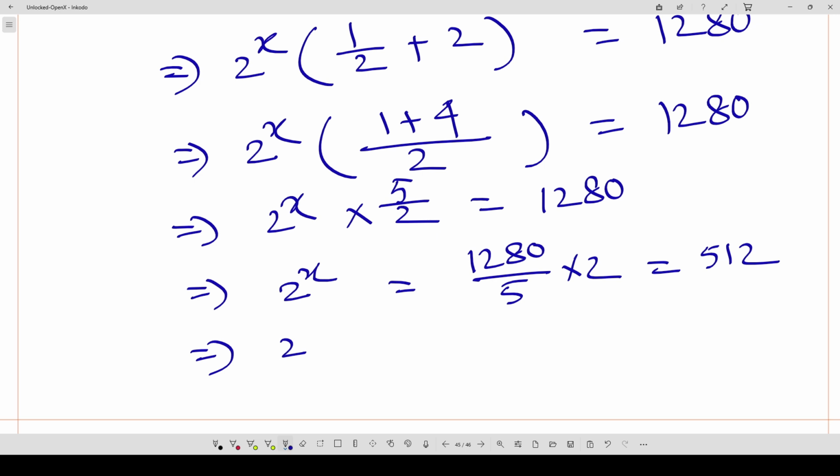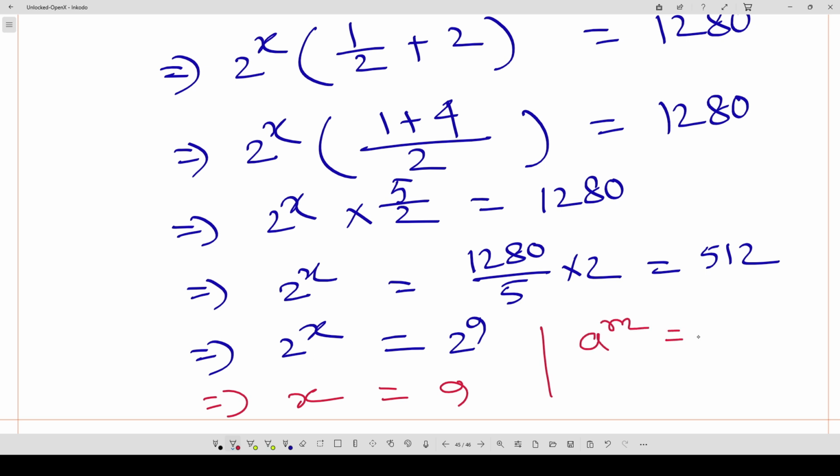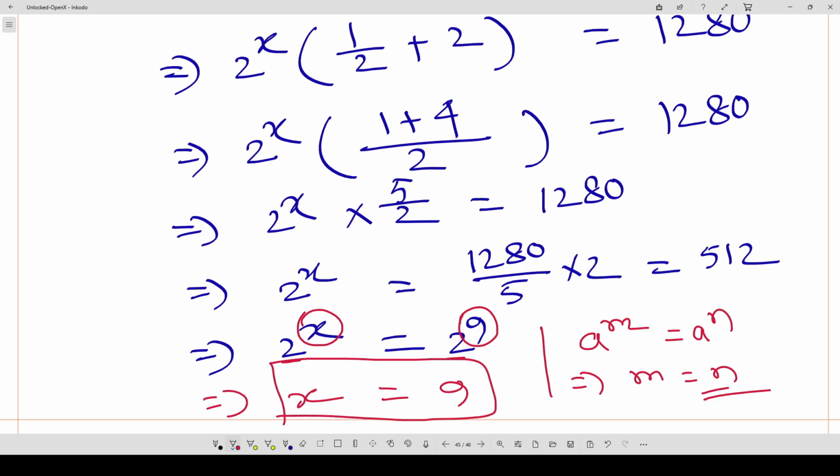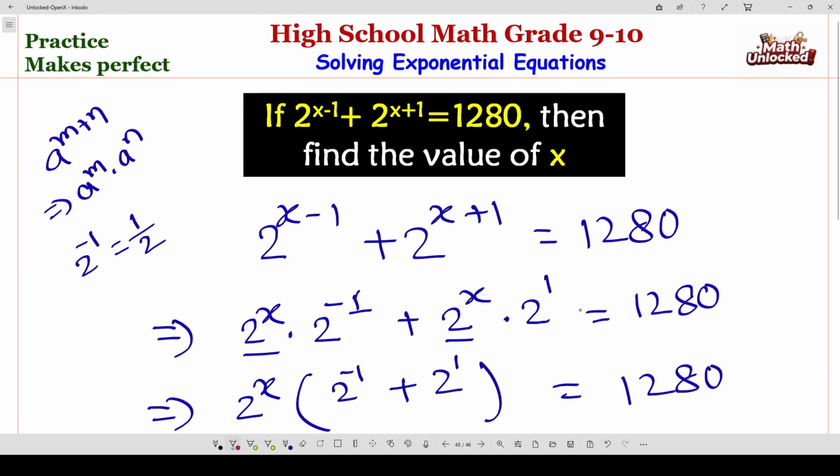And here is 2 to the power x, and again 512 we can write as 2 to the power 9, and finally we can write x equals 9. How? We know once the bases are the same, it means a to the power m equals a to the power n, it means m equals n. Therefore the 2 and 2 bases are the same. Here the power is x and here the power is 9, so we can write x equals 9, and this is our answer.